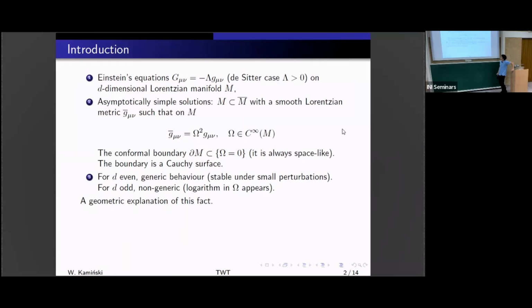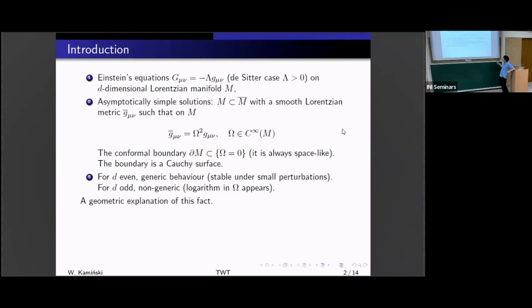So what will be the topic of this talk? Let's consider solutions of Einstein equations in d dimensions, but with the positive cosmological constant. This is a simpler case than zero or negative cosmological constant, but it's okay. The method that I will be presenting can also work in some more general cases. And we are interested in the question about asymptotic simplicity of the solution. So what does it mean?